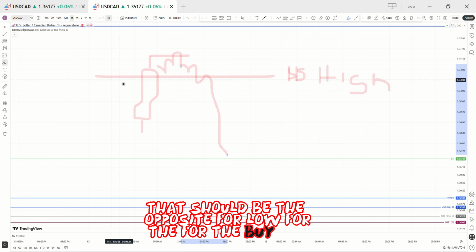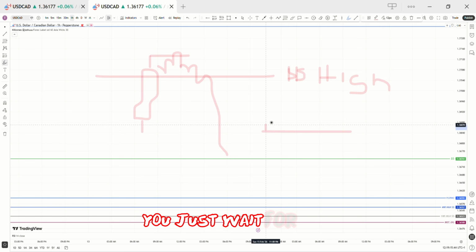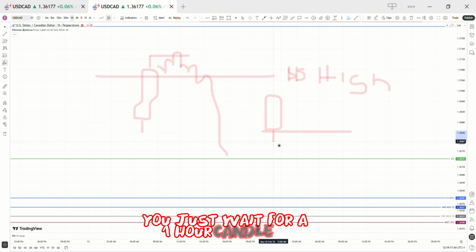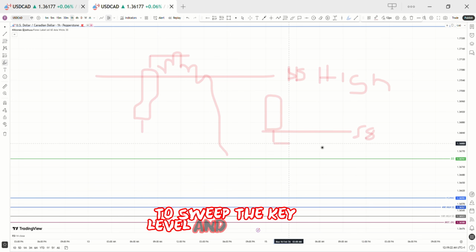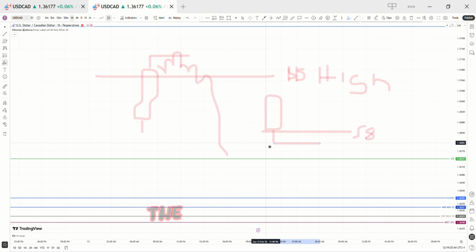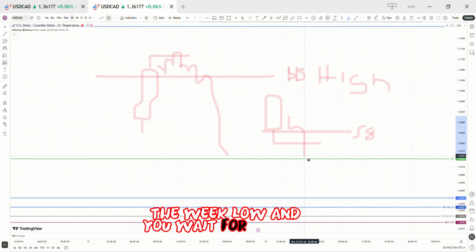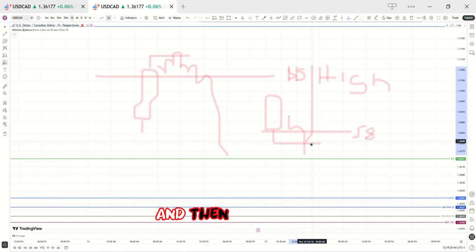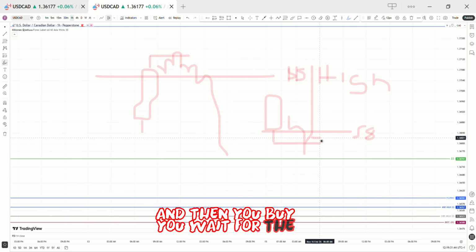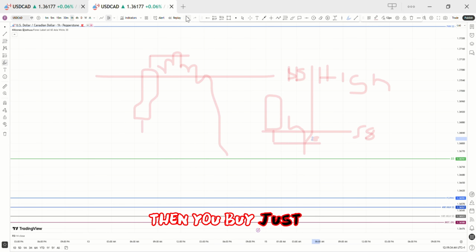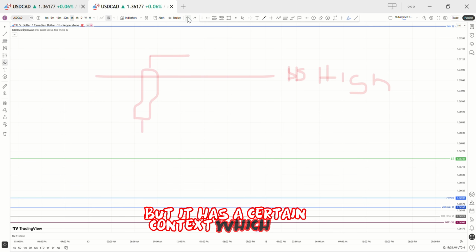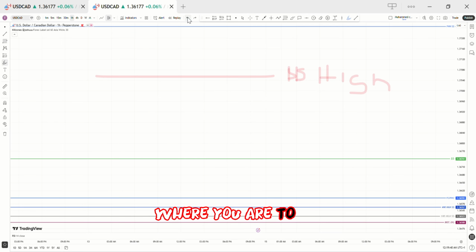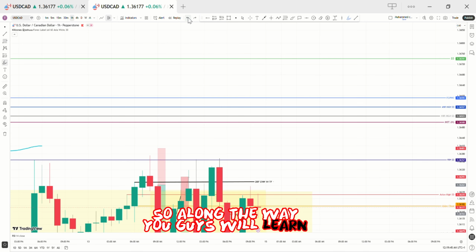For the buy scenario, you just wait for the 1 hour candle to sweep the key level, and you mark out the week low, and you wait for price to sweep it, and then you wait for the claim above it, then you buy. Just simple as ABC. But it has a certain context in which you use it, where you are to use it and where you are not to use it. So along the way, you guys will learn more about it.